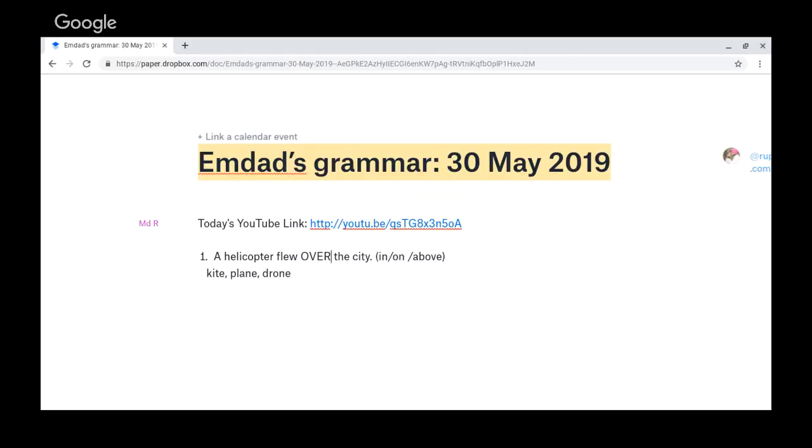So similarly, drone. The drones hovered. You know, hover, H-O-V-E-R, hover. Hover means to move, rotate in a particular position. So you said drones hovered above or over? Over. So when one thing is moving, you use over. You don't use above. Is it clear? So never ever say the plane flew above the city. You say the plane flew over the city. Okay. Now let's come to rule number two.